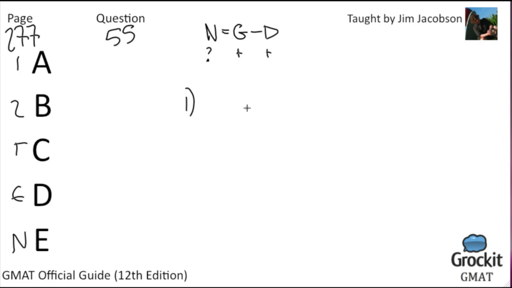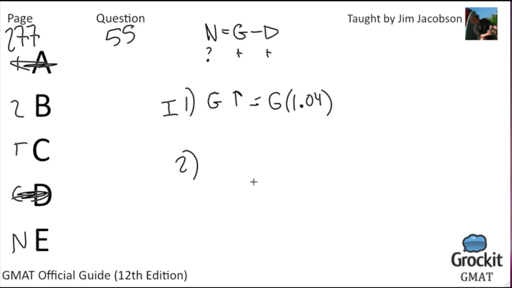So Guy's gross income increased by 4% on January 1st, 1989. We find nothing about what happens to his deductions. The gross goes up 4%. So that's gross times 1.04. But again, nothing about the deductions, so that's not sufficient. It's not A, and it's not D.